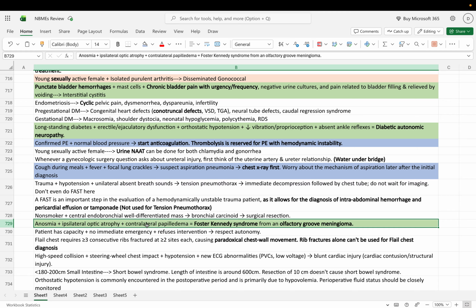This is a fresh question which I have seen for the first time in this NBME. Anosmia plus ipsilateral optic atrophy plus contralateral papilledema. Think of olfactory groove meningioma. This is classic for Foster Kennedy syndrome.